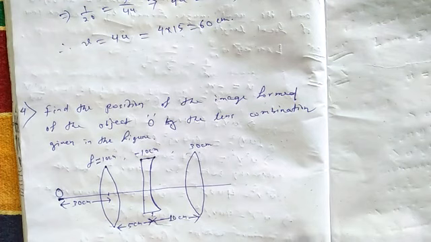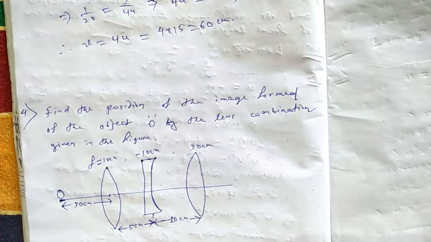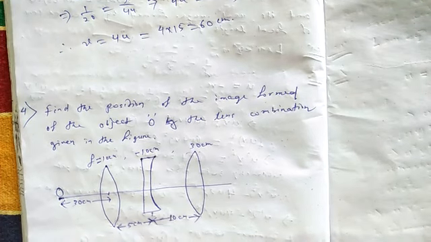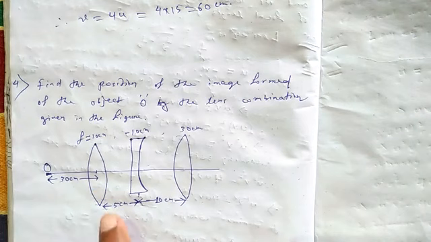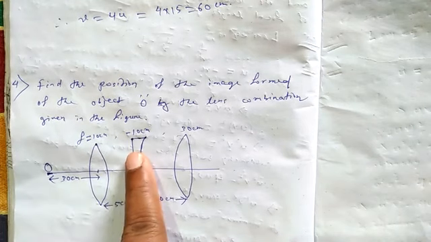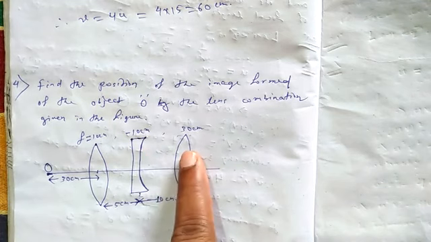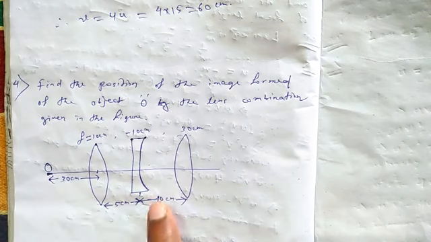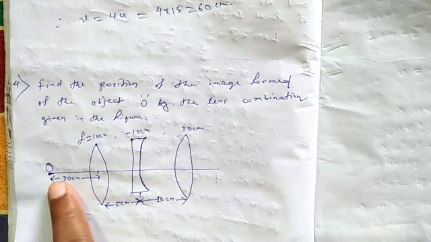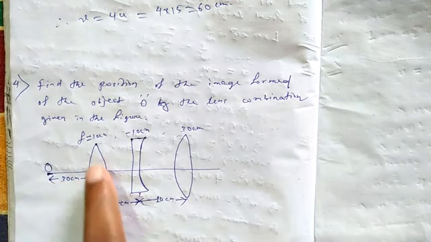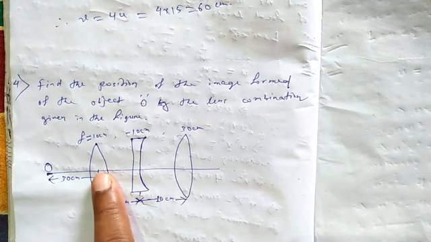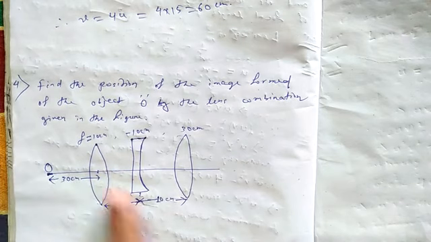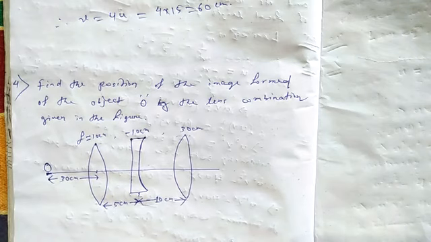Next important question is, find the position of the image formed of the object O by the lens combination given in the figure. So this is a combination of lenses. The convex lens is given focal length 10 cm, the concave lens is given focal length minus 10 cm, and the convex lens is given 30 cm. The distance of separation is 5 cm, and this is 10 cm. An object is placed at a distance of 30 cm from the convex lens of focal length 10 cm. So we'll find the final position of the image.